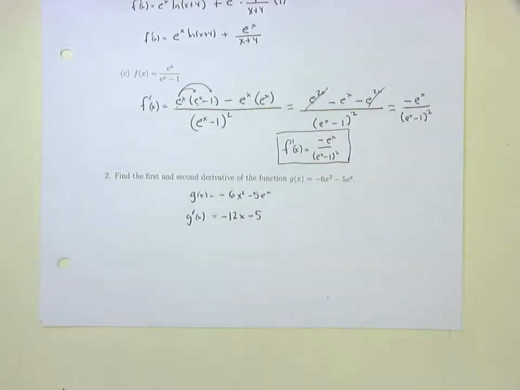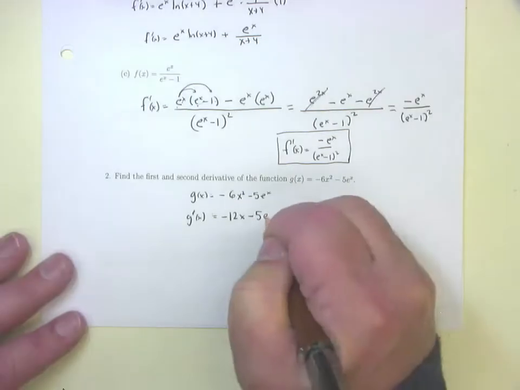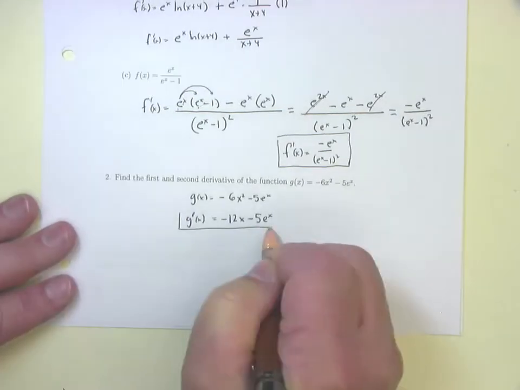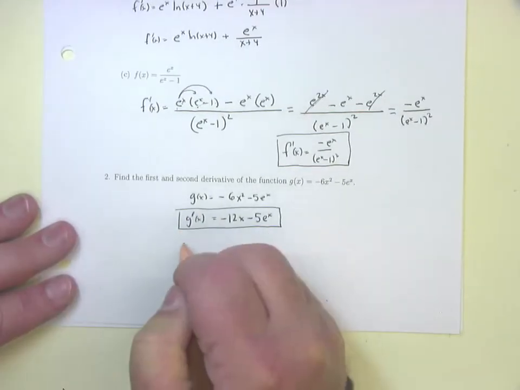But that's the easiest thing in the world to take derivative of. What's derivative of e to the x? e to the x. There's my first derivative. I'm circling because that's my answer. And now let's take the second derivative.